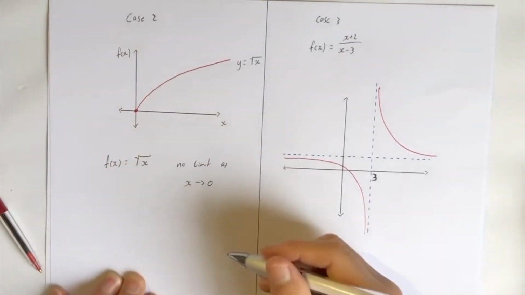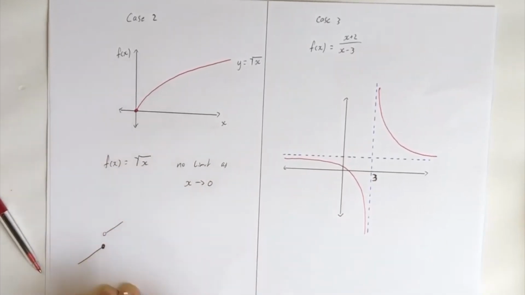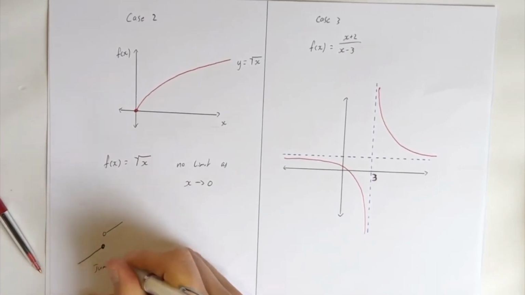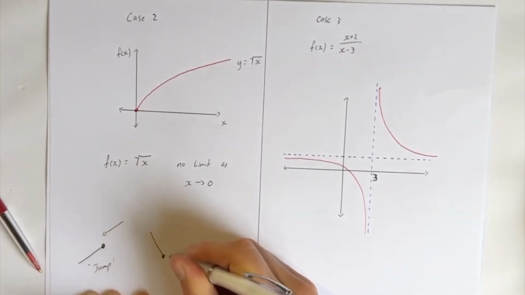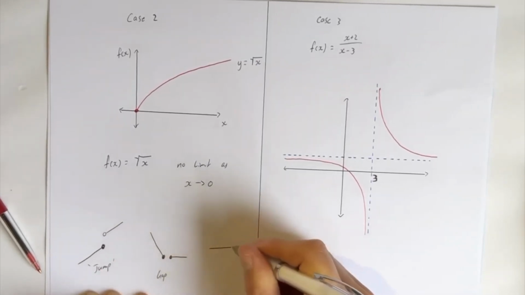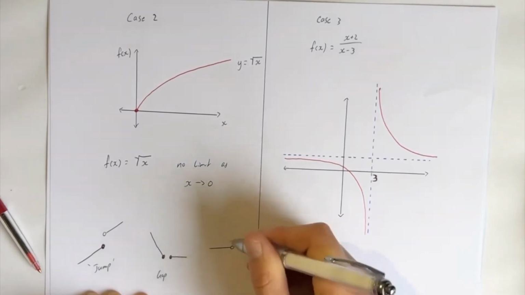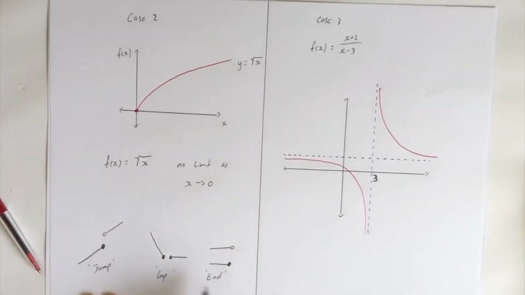So basically so far, if a line jumps, so a jump, or there is a gap, or if there is some sort of end, such as these, then loosely speaking, none of these functions would have limits, okay?